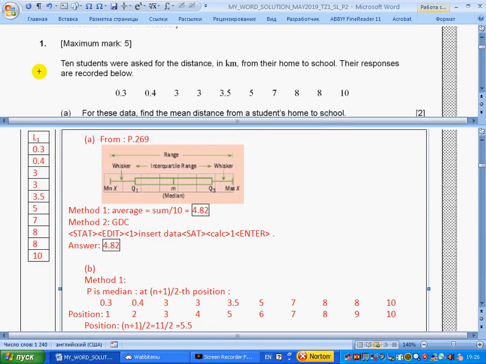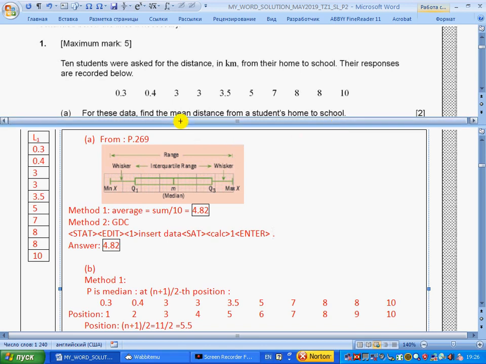Ten students were asked for the distance in kilometers from their home to school. Their responses are recorded. For this data, find the mean distance from a student's home to school. In this paper I found that it's better to avoid using the calculator. Then you can get easy solutions. With a calculator you have long, time-wasting calculations, but I will show you both solutions.